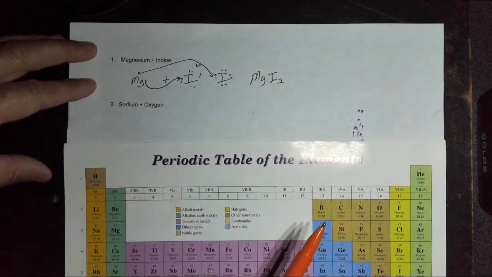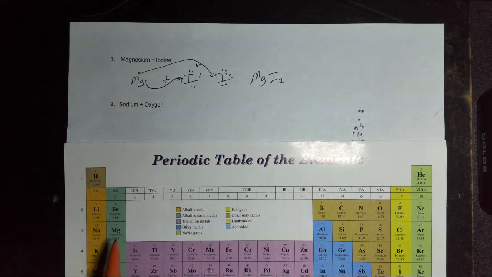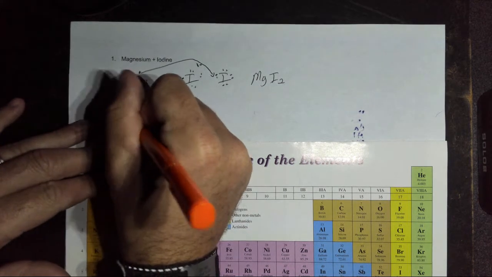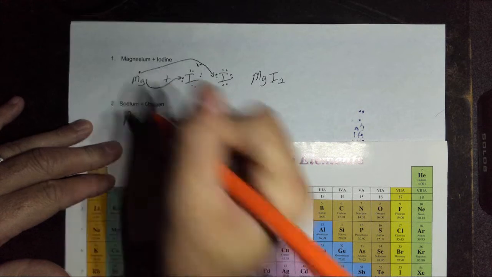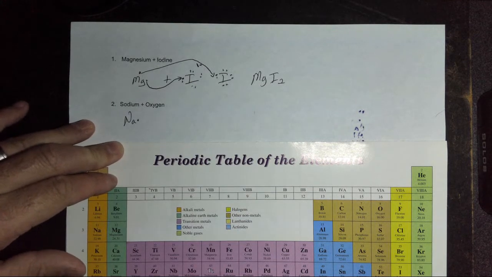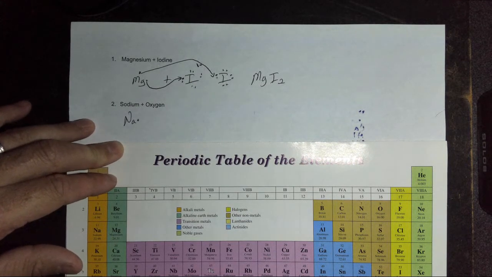We've got sodium plus oxygen. So we find sodium. Sodium's right here. It's in the first group, so it's going to have 1 valence electron. So we're just going to put it right there on the side. I know they're supposed to go on the top, but I know what's going to happen, so I'm just going to put it on the side.